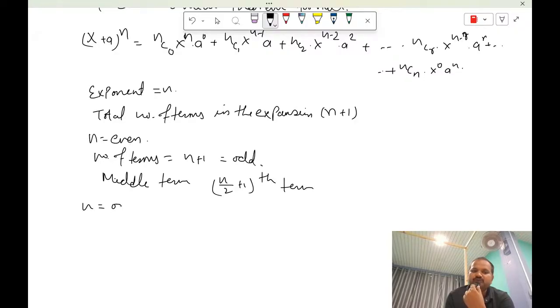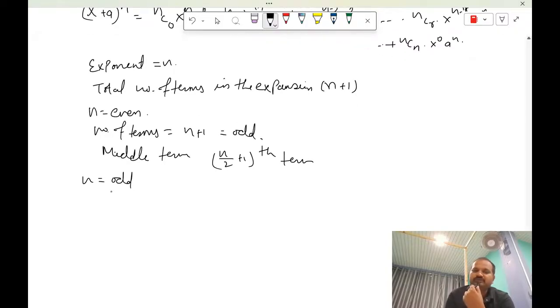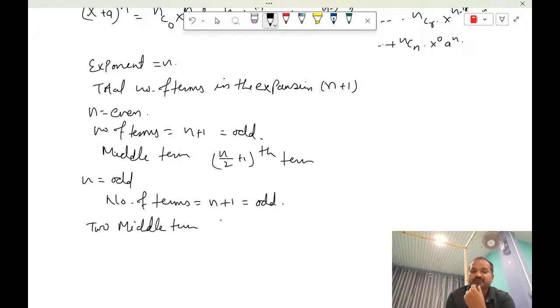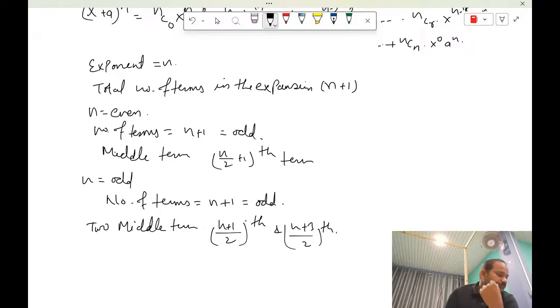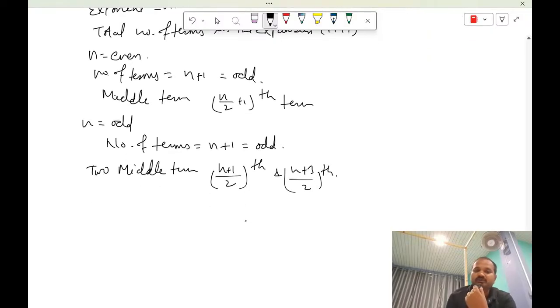Now, if n is odd, then the number of terms in the expansion will become n plus 1, that is an even number. So there will be two middle terms. In that case, there will be two middle terms. What are the middle terms? That is the n plus 1 by 2th term and n plus 3 by 2th term. That will be our middle term. Okay, so we will see some questions based on the middle term.